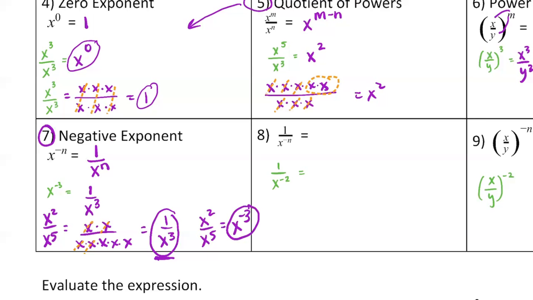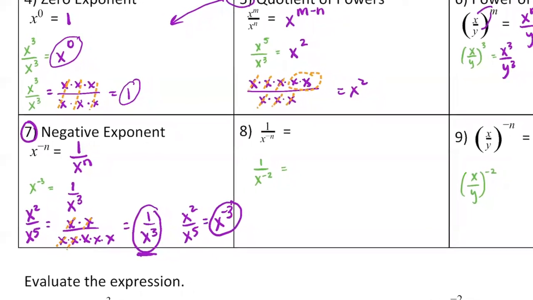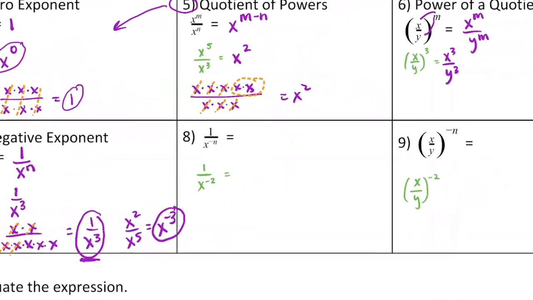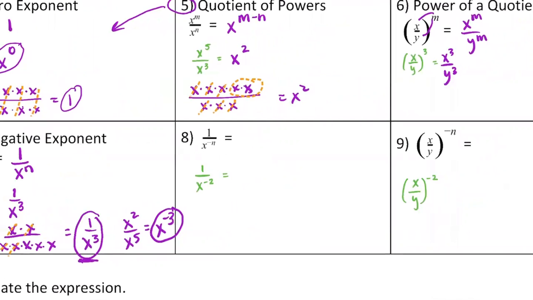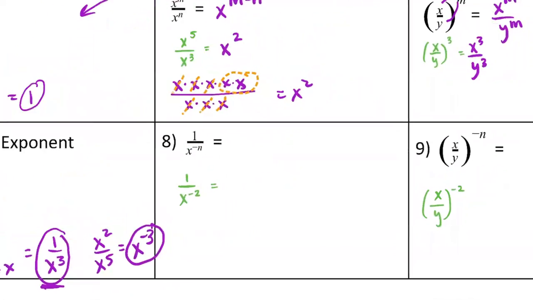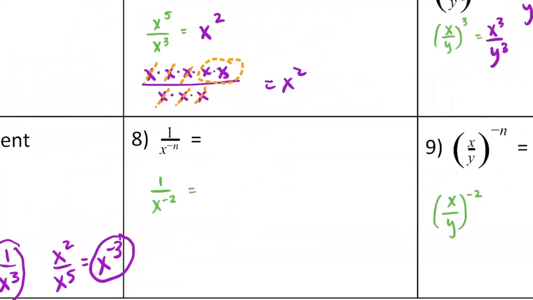So the next two are just variations using these different rules. What if it was in the denominator? What if the negative exponent was there in the denominator? Well, in the same way, you would move it and make it positive. So this is going to be moved to the numerator and become a positive exponent. You could write that over 1, but you don't have to. So in this example, this would become x squared.